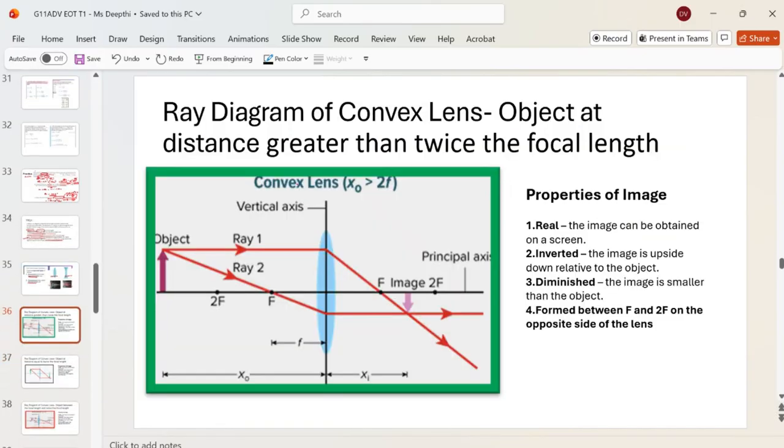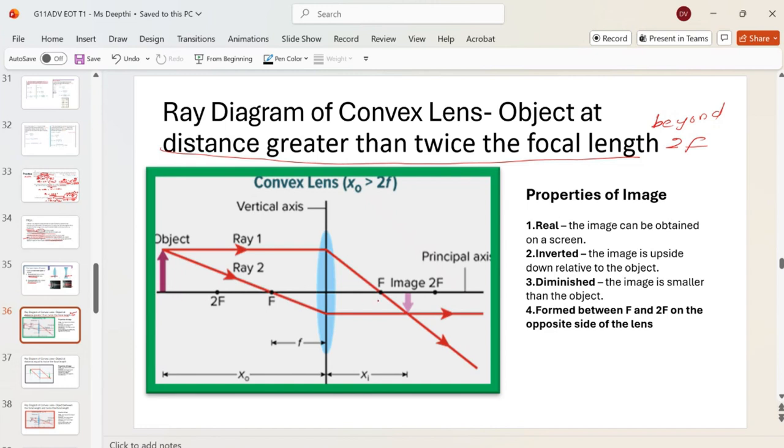Let's look into the ray diagram. I told you there are 4 ray diagrams. Let's look into 4 of them. Object at a distance greater than twice the focal length. What do you mean by this? Twice the focal length means 2f, right? And greater than twice the focal length means the object is kept beyond 2f. That means after 2f from the lens.